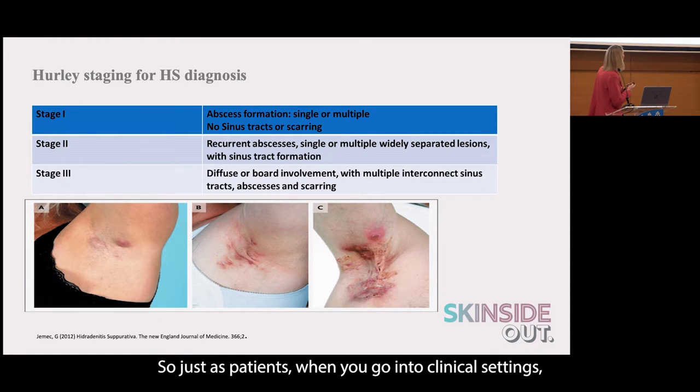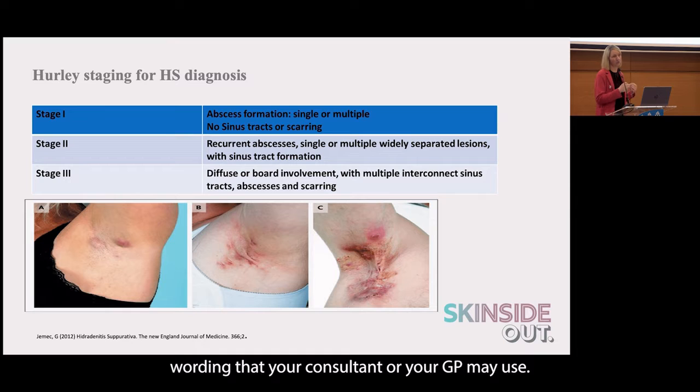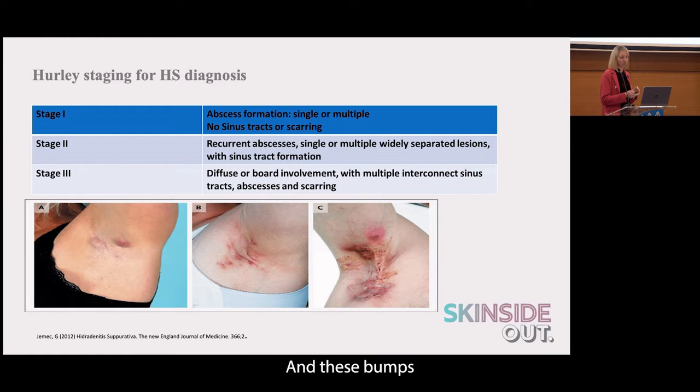As patients, when you go into clinical settings, it's important to understand the wording that your consultant or your GP may use. And this is called, for diagnosis, the Hurley staging. So there's stage 1, 2, and 3. Stage 1 is your painful bumps, pustules, and abscesses in the armpits, the groin, in between the buttocks. And these bumps generally start as a firm pea-sized nodule.